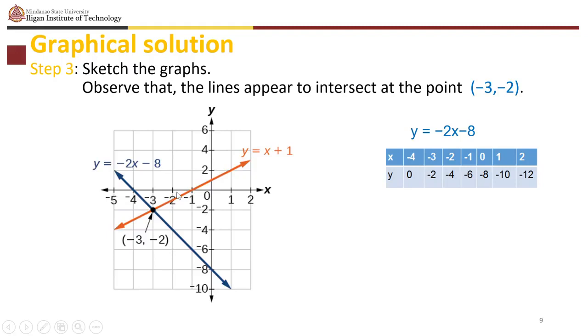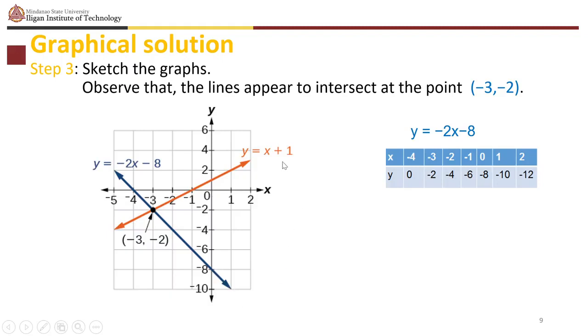When x is equal to negative 2, y is equal to negative 4 here. When x is equal to negative 1, y here is negative 6. And when x is equal to 0, y is equal to negative 8. And you can continue with that one.